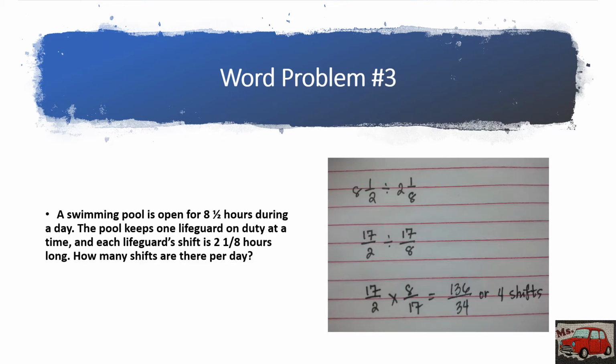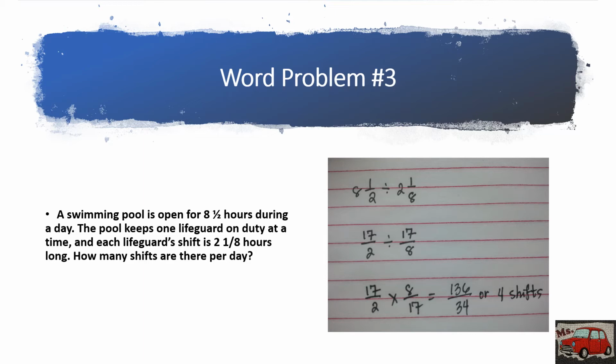A swimming pool is open for 8.5 hours during a day. The pool keeps one lifeguard on duty at a time, and each lifeguard's shift is 2 and 1/8 hours long. How many shifts are there per day? Okay, so hahanapin natin kung ilang shifts ang nangyayari kada araw kung ang swimming pool is open for 8.5 hours at bawat lifeguard ang shift nila is 2 hours and 1/8.